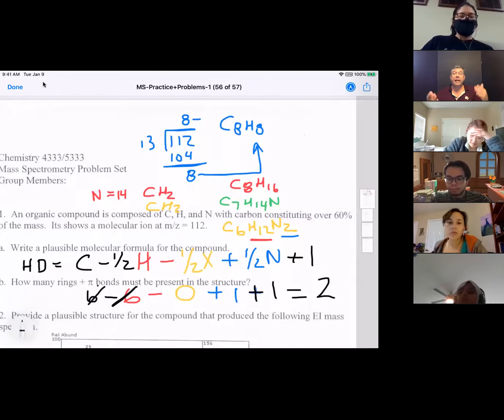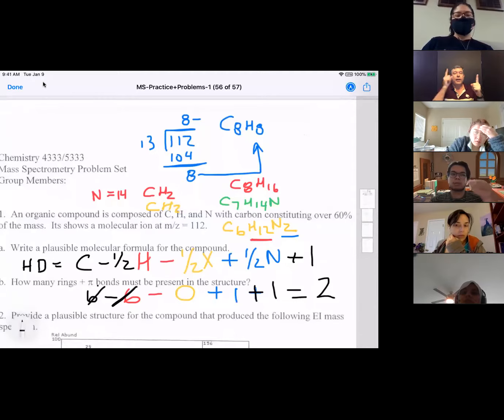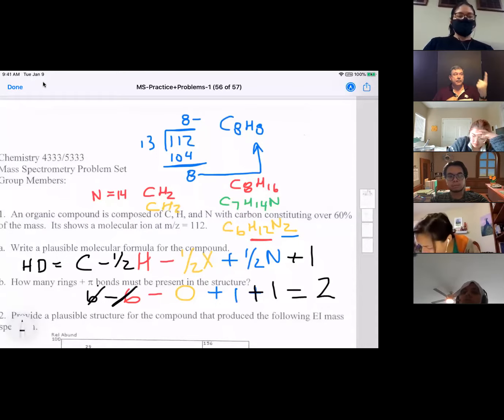Okay. So to answer the question that I asked, how many rings plus pi bonds must be present in the structure? 2 rings, or 2 pi bonds, or 1 ring and 1 pi bond. Because we have a total deficiency of 2, which means each deficiency is a ring or a pi bond. So it can be 2 rings, 2 pi bonds, or 1 of each. And that satisfies our rule.